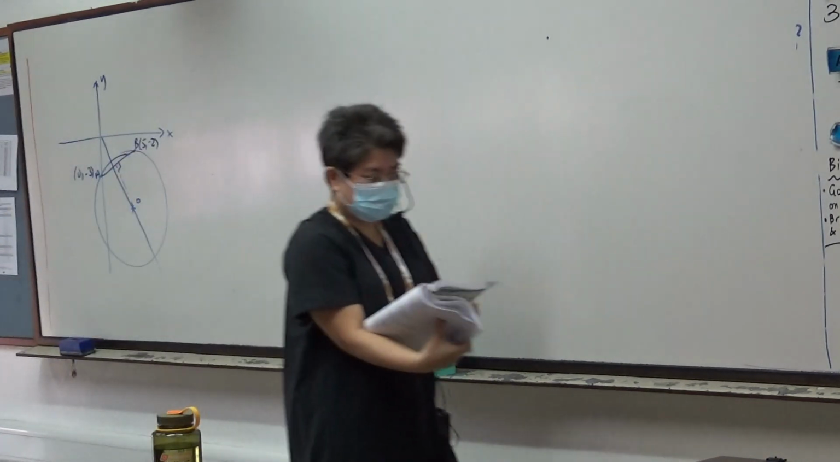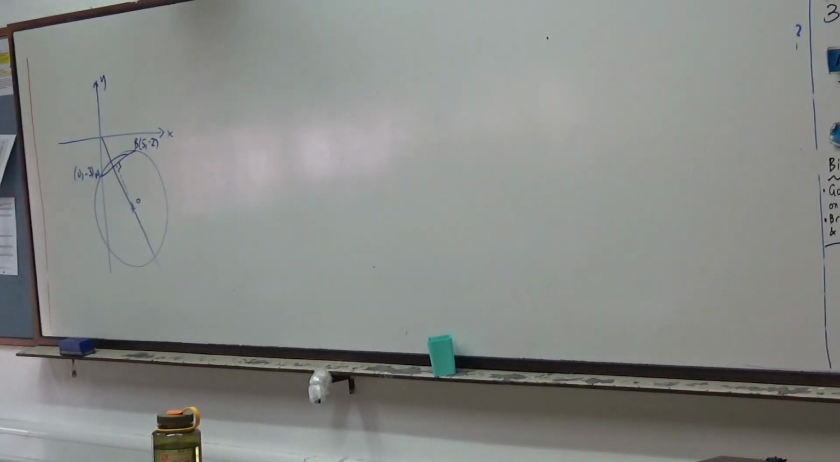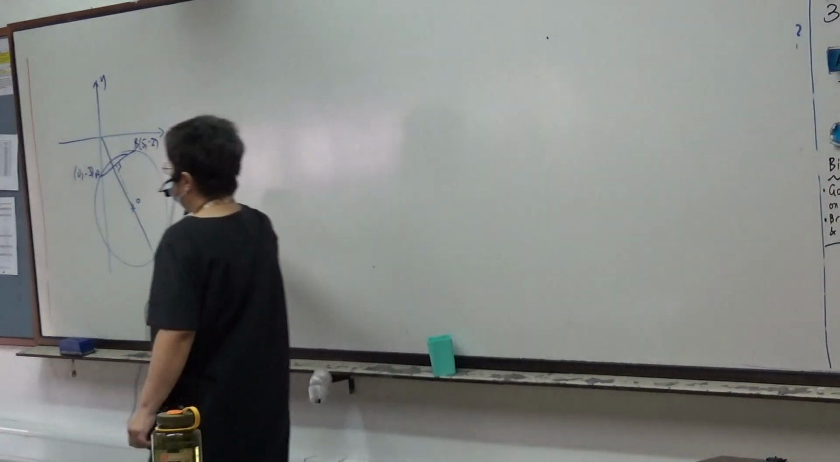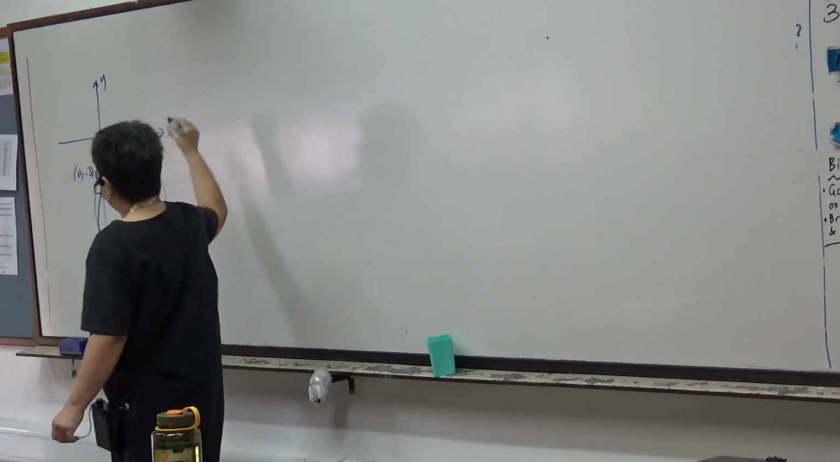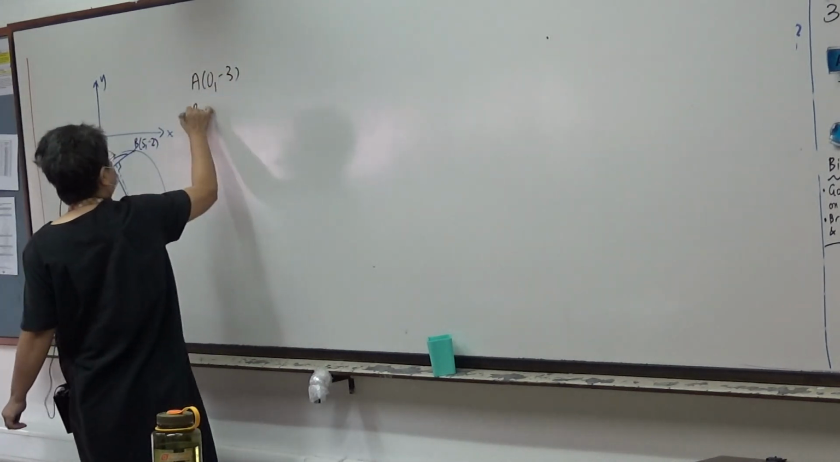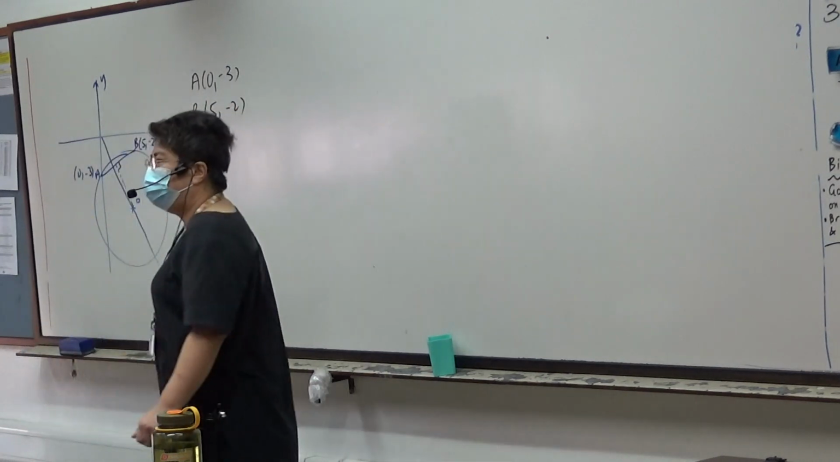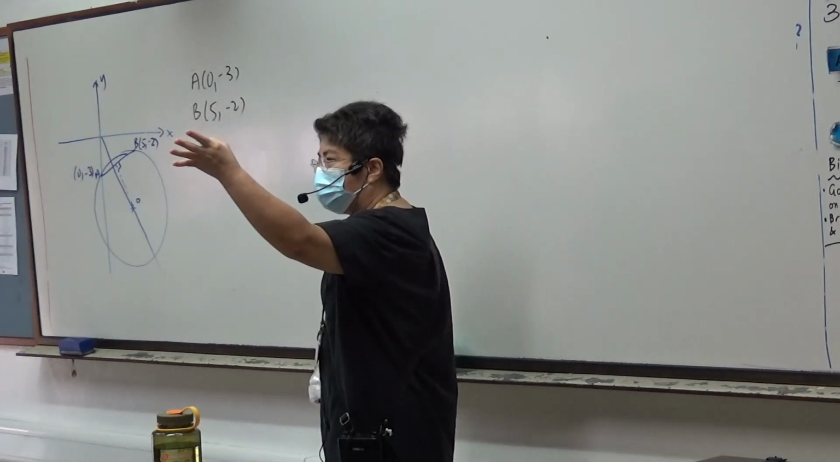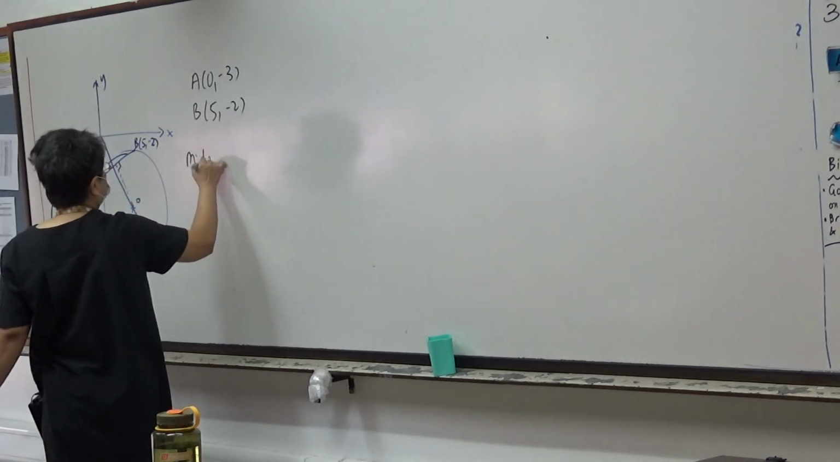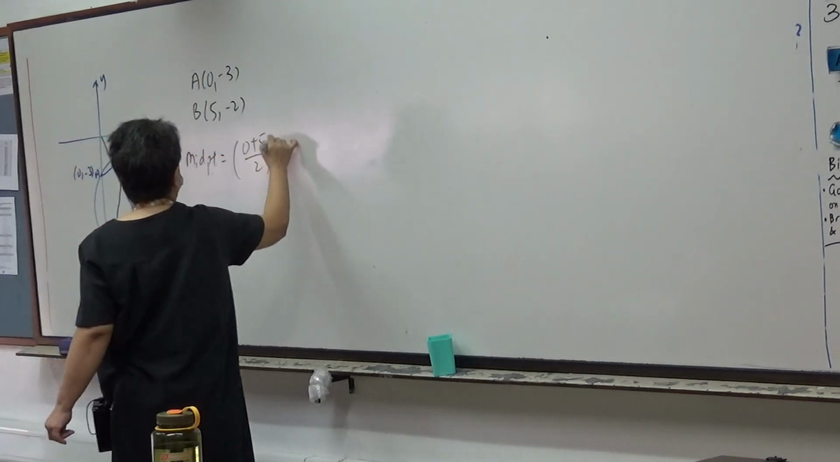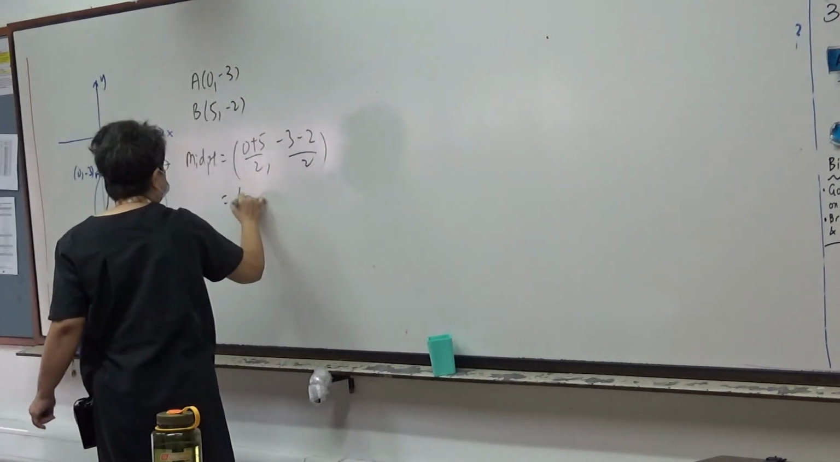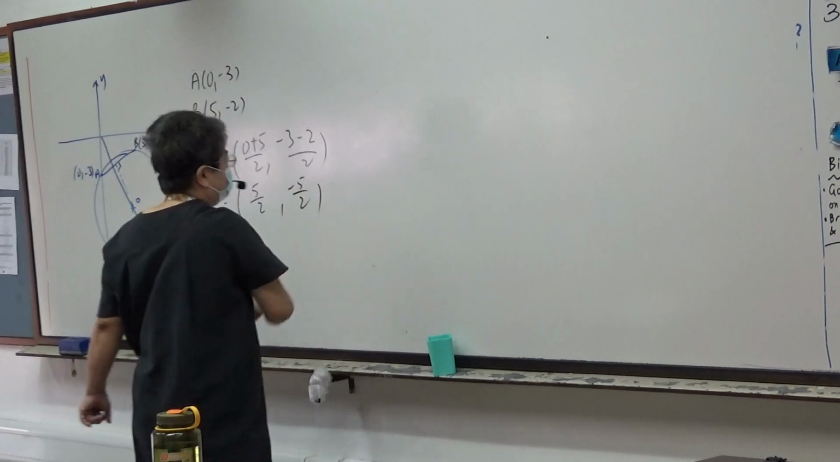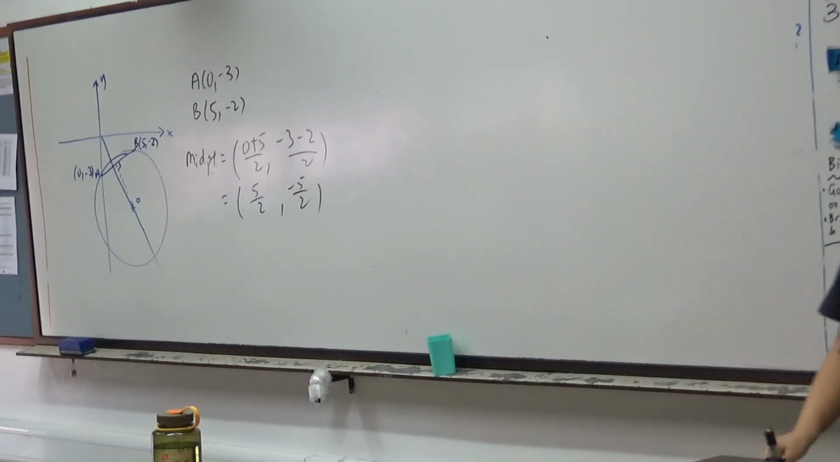But the diagram is given to you, so no worries. Okay, now let's look at the question. Find the equation of the perpendicular bisector of AB. Now, how do I find the equation of the perpendicular bisector of AB? A is this, B is this. I want to find the equation of the perpendicular bisector. The perpendicular bisector must pass through the midpoint. So first of all, I go and find the midpoint first. (0 plus 5) over 2, so this is 5 over 2 and negative 5 over 2. Am I right? Correct. You can put 2.5, negative 2.5 also can.